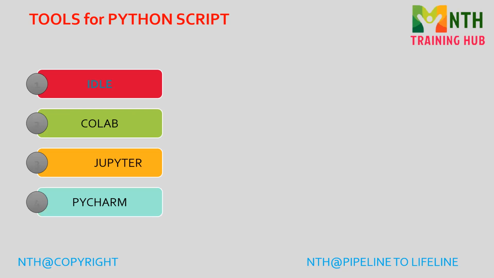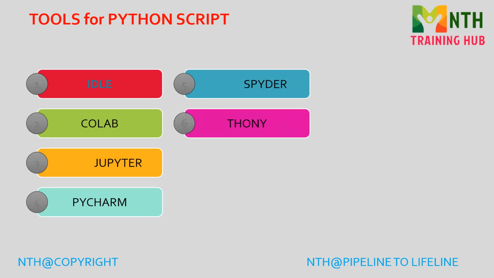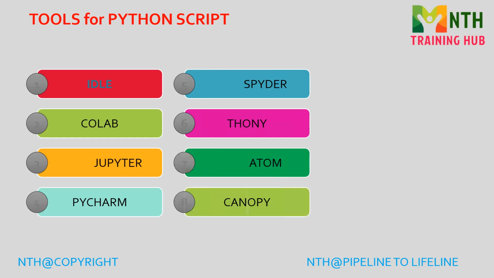There is another tool called PyCharm. It is an open source community tool, as well as a licensed tool for professional purposes. Spyder is also a licensed tool, which is ideally an integrated development environment. And Thonny is also open source. Atom is also open source. Canopy is again licensed. So these are the few tools we are going to use in order to run Python. Apart from these tools, there are plenty of tools implemented online. We can execute them also.